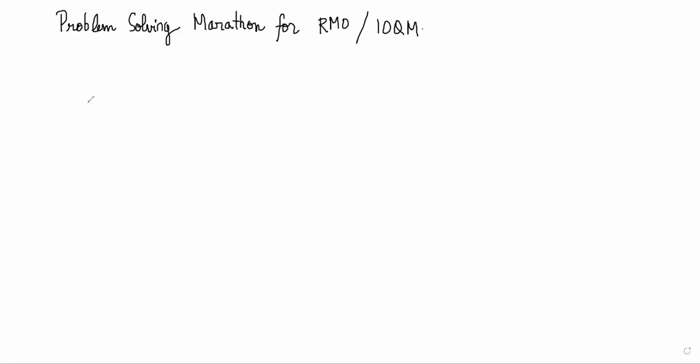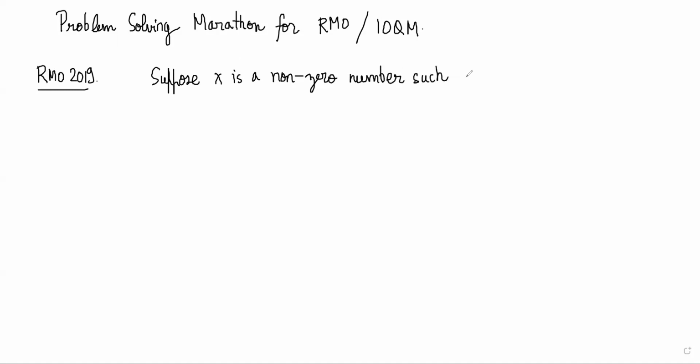Hi, in this video, we are going to continue our problem solving series. We start off with a problem from RMO 2019. And this problem says, suppose X is a non-zero number such that both X power 5 and 20X plus 19 by X are rational.